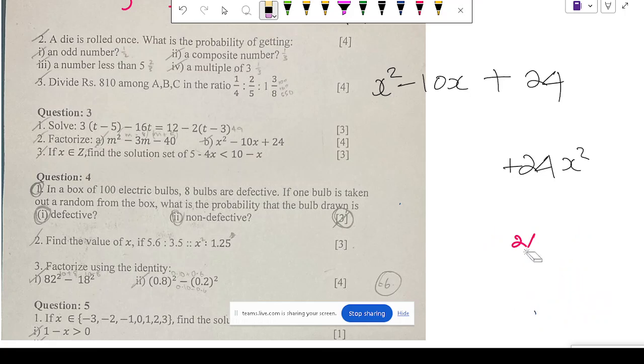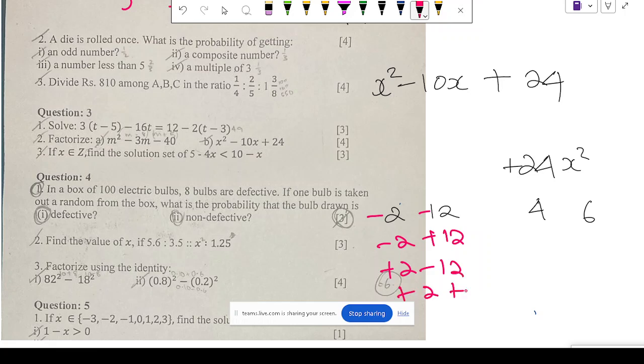Okay. 2 and 12, 4 and 6. Let us check both the numbers. Okay, write all the combinations. Minus 2, minus 12, minus 2 plus 12. Correct? Yes, sir. Plus 2 minus 12. Plus 2 plus 12. Here minus 4 plus 6. Minus 4 minus 6. Plus 4 plus 6. Plus 4 minus 6.